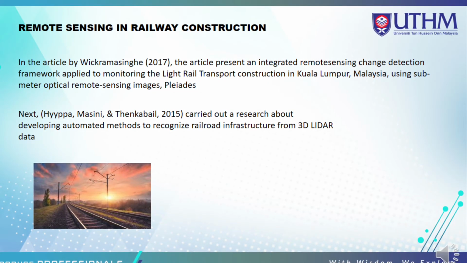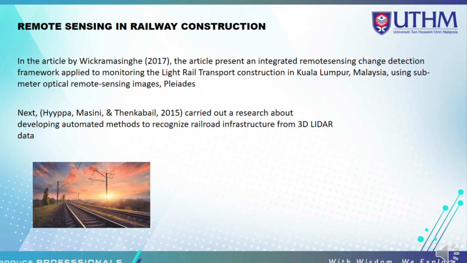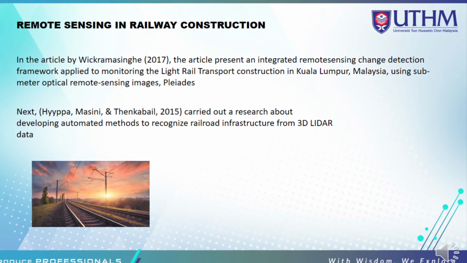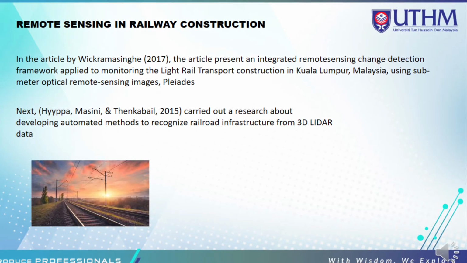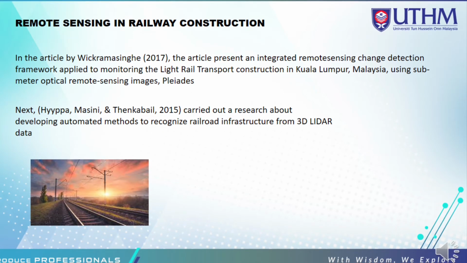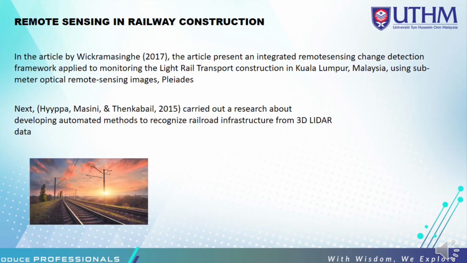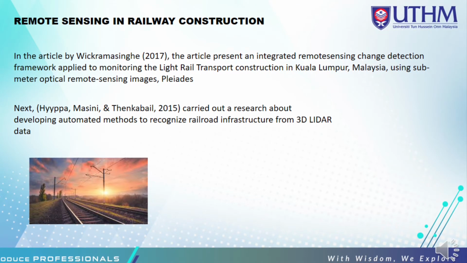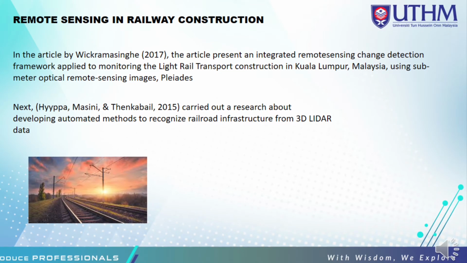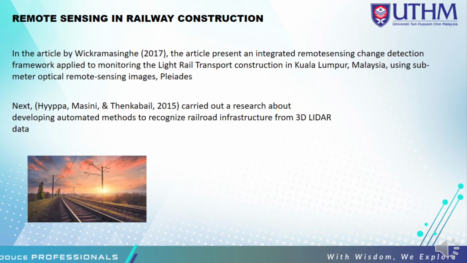Focusing on the unknown local area surrounding a construction site, the recognition process starts from the completing stage, checking condition based on the predefined rules, applying the recognition process corresponding to the stage, and then moving to the immediately preceding stage if appropriate. Next, there is also a study that carried out research about developing an automated method to recognize railroad infrastructure from 3D LiDAR data.